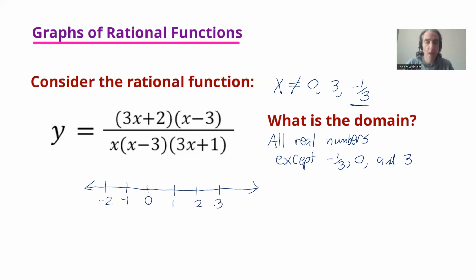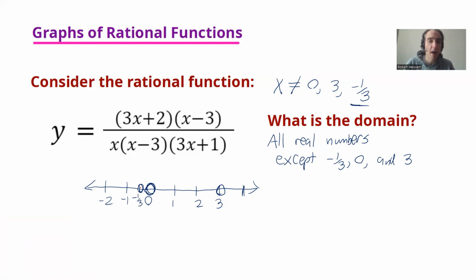Just jot those here. Your domain is everything except for those numbers. So if I look at 0, I'm going to put an open circle there. If I look at 3, I'm going to put an open circle there, and I can graph above 3. And if I look at negative 1/3, that's about right there, right? Negative 1/3. Your domain is going to be everything but that.